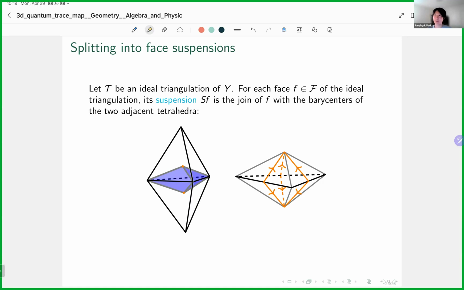A natural way of splitting an ideally triangulated three manifold is to split it into ideal tetrahedra, obviously. But it turns out that a better, or more natural way to split a three manifold is into slightly different pieces that we call face suspensions. So what do you mean by a face suspension? For each face F of an ideal triangulation, the suspension that we denote by SF, just a suspension of a face, is this blue piece. So yeah, it's a join of that face with the two barycenters of the two adjacent tetrahedra.